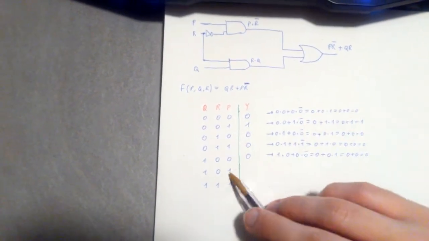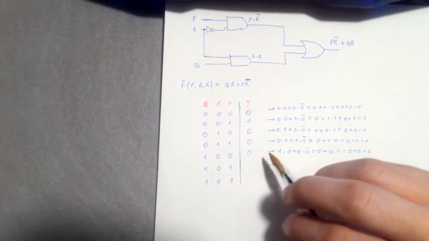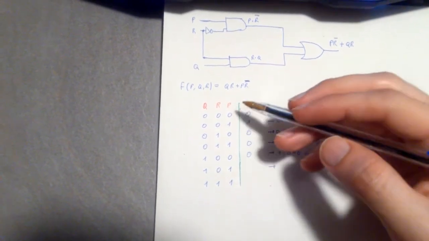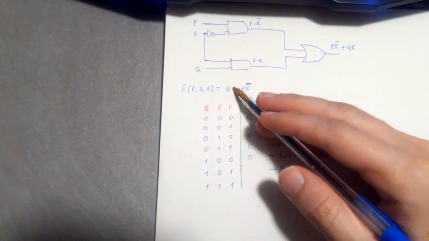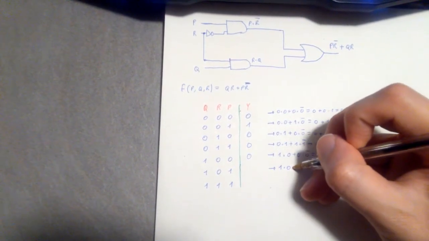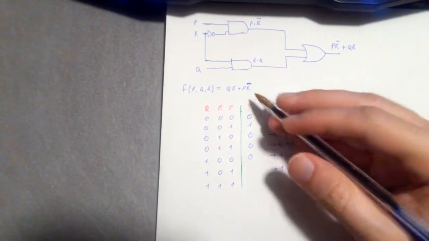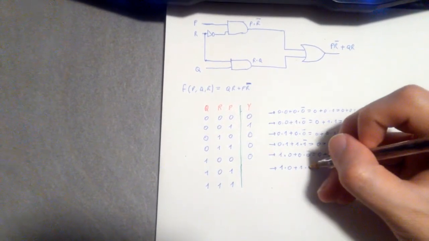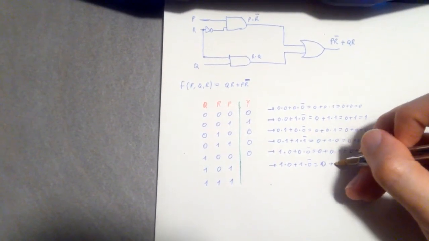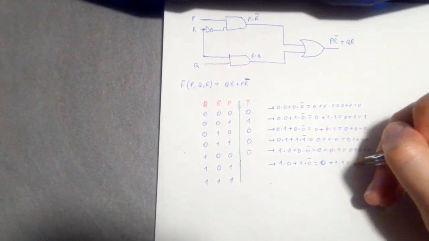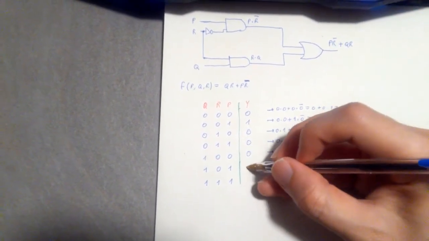Now with 101, what do we get? Well, we get q, which is 1, times r, which is 0, plus p, which is 1, times r naught, so 0 naught. So we get 1 times 0 is 0, plus 1 times 0 naught is 1, so we get 0 plus 1, so it's 1. Then we get 1.